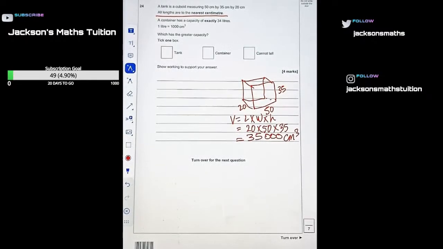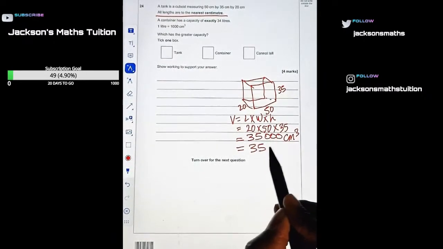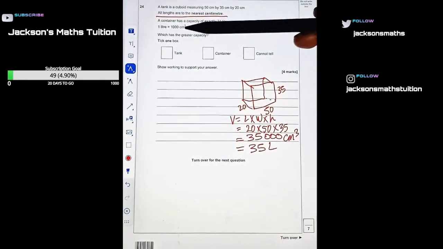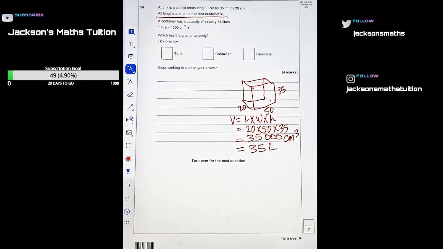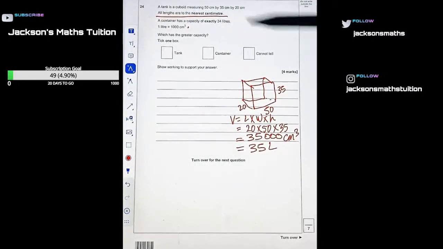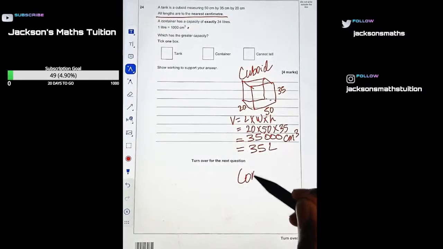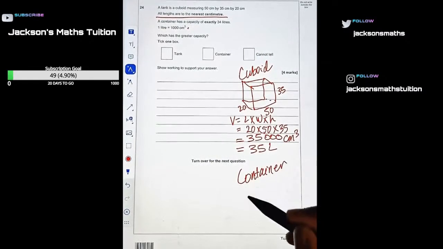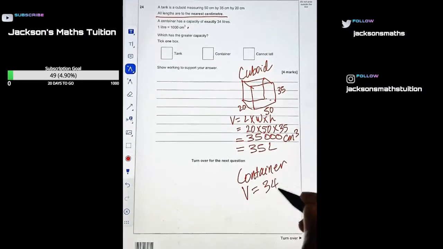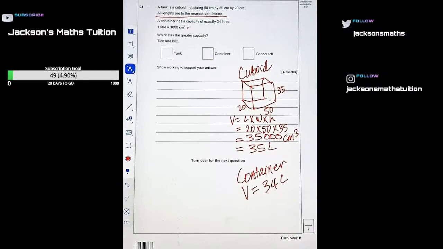Now, a container has a capacity of 34 liters. And it says 1 liter is 1,000 centimeters cubed. So this 35,000 centimeters cubed here is the same thing as saying 35 liters. Because for every 1,000 centimeters cubed, it's the same thing as 1 liter. So you have to convert it to liters so you can compare it with the container. So this is the cuboid. And then the container now has a volume of 34 liters. Okay? Now, the question asks, which has the greater capacity?